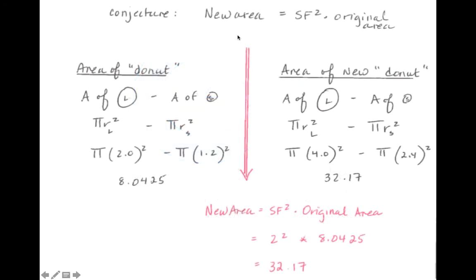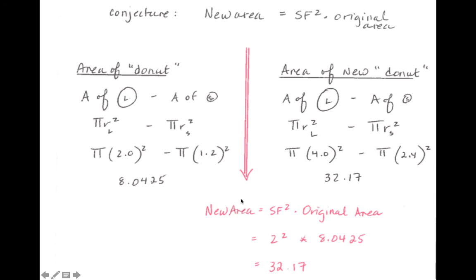So here's the work where we figured it out. Here was the conjecture that the new area equals the scale factor squared times the original area. So the area of my original donut is the area of the large circle minus the area of the small circle. We know that the area of a circle is pi r squared. So we're going to do pi r squared for the large radius minus pi r squared for the small radius. So I plug my numbers in, use my calculator, and get my number.